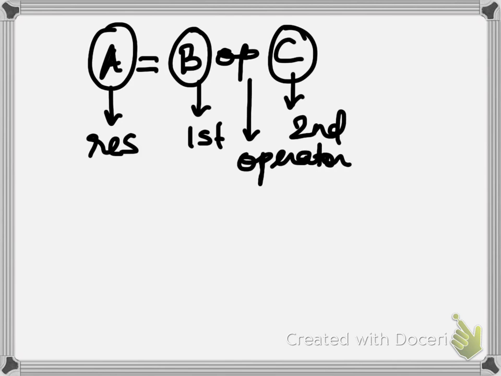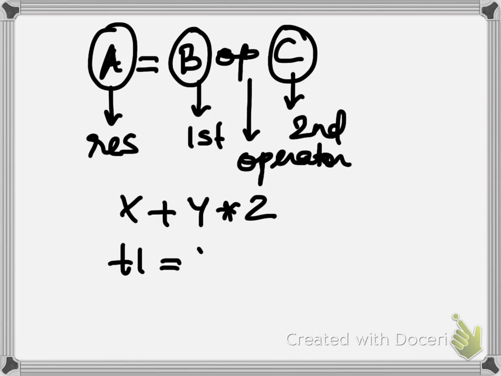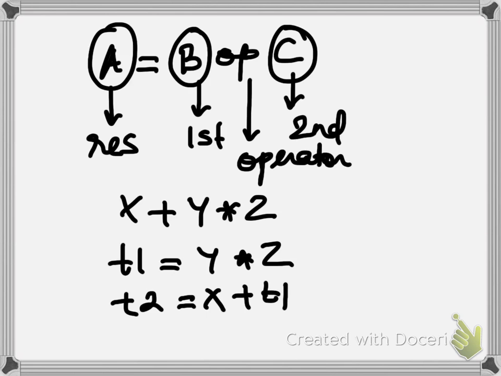For example, if I have an expression like x plus y into z, and I want to express it in three address statements, then I will write something like this. Say t1 is y into z. So t1 here is a temporary compiler generated address. Y and z are variables defined by the user. And then t2 is x plus t1. So both of these statements have three addresses. They are of this format. So these are three address statements, three address codes.